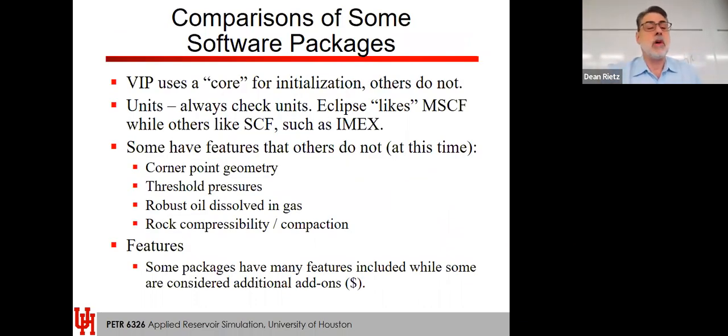So let's just compare some of the software packages. You know, this might be out of date. VIP uses a core for initializations, others do not. Hardly anyone uses VIP as I know it today. Units, always check your units. For example, when you're building your PVT section in Eclipse, Eclipse likes to use MSCF, thousands of cubic feet. CMG wants things in SCF. So for GOR and similar values, you can't just take it and put it in there. You have to make sure the units are correct.